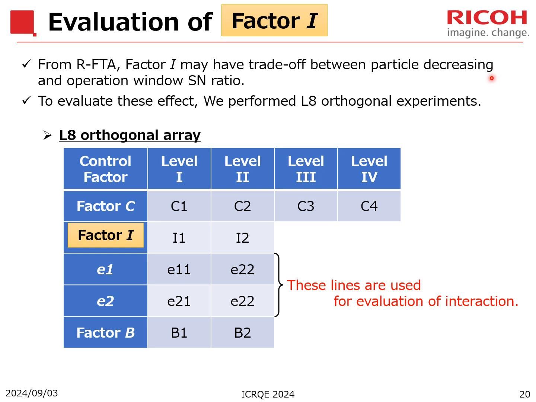On the other hand, factor I also has an effect on the operation window SN ratio. The SN ratio is expected to be worse because of factor I. To evaluate this effect, we performed an L8 orthogonal experiment. This is the L8 orthogonal array we used in the evaluation experiment. We assigned factor I, B and C as control factors. The lines displayed as E1 and E2 are empty lines. These lines are used for evaluation of interaction.